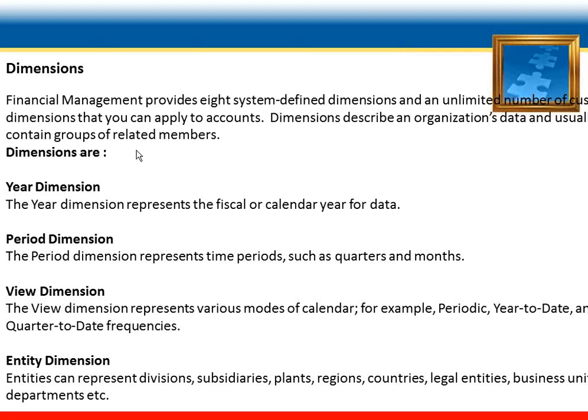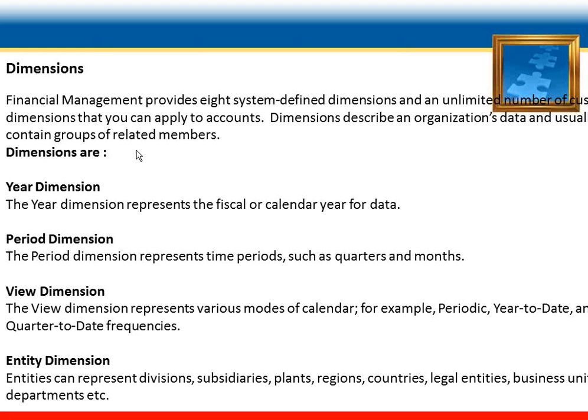The year dimension represents the fiscal or calendar year for data. As its name suggests, year means any calendar year or fiscal year. It depends upon the country and the regulatory authority of the concerned country, because some countries follow January as the starting month, and some countries follow April as the start of the fiscal year. Period dimension: the period dimension represents time periods such as quarters and months.